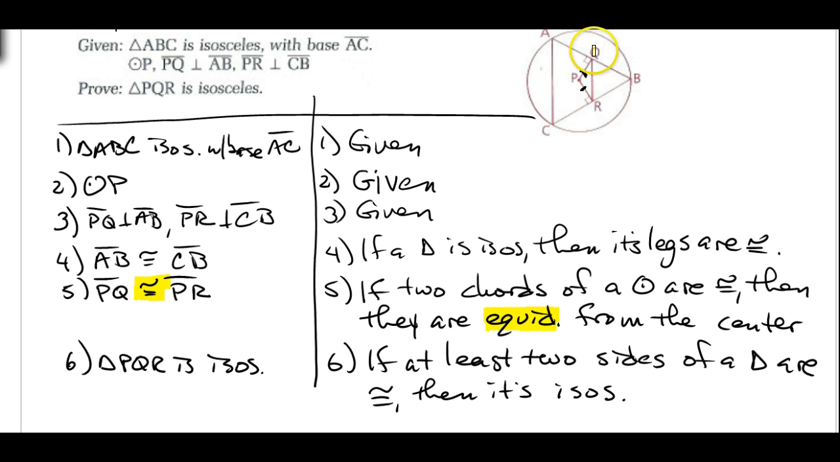And then once we get the distances from the center that are the same, PQ congruent to PR, those are two sides of that triangle that we're trying to prove isosceles, and since they are congruent, we know the triangle is isosceles if at least two sides of a triangle are congruent, then it is isosceles. So be careful here, don't write if the legs of a triangle are congruent, because we can't say that they're legs until after we've proved that they're isosceles. So just a little reminder there about that.